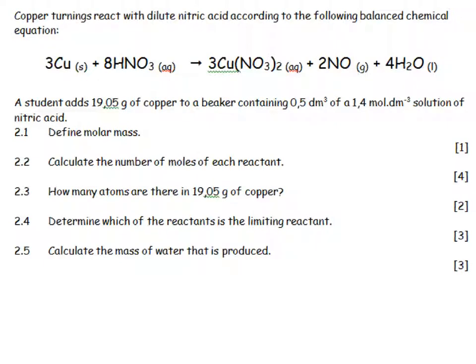Copper turnings react with dilute nitric acid according to the following balanced equation. So you've got 3:8:3:2:4. A student adds a certain mass of copper to a beaker containing that many decimeters cubed of that concentration of nitric acid. So first we have to define molar mass.